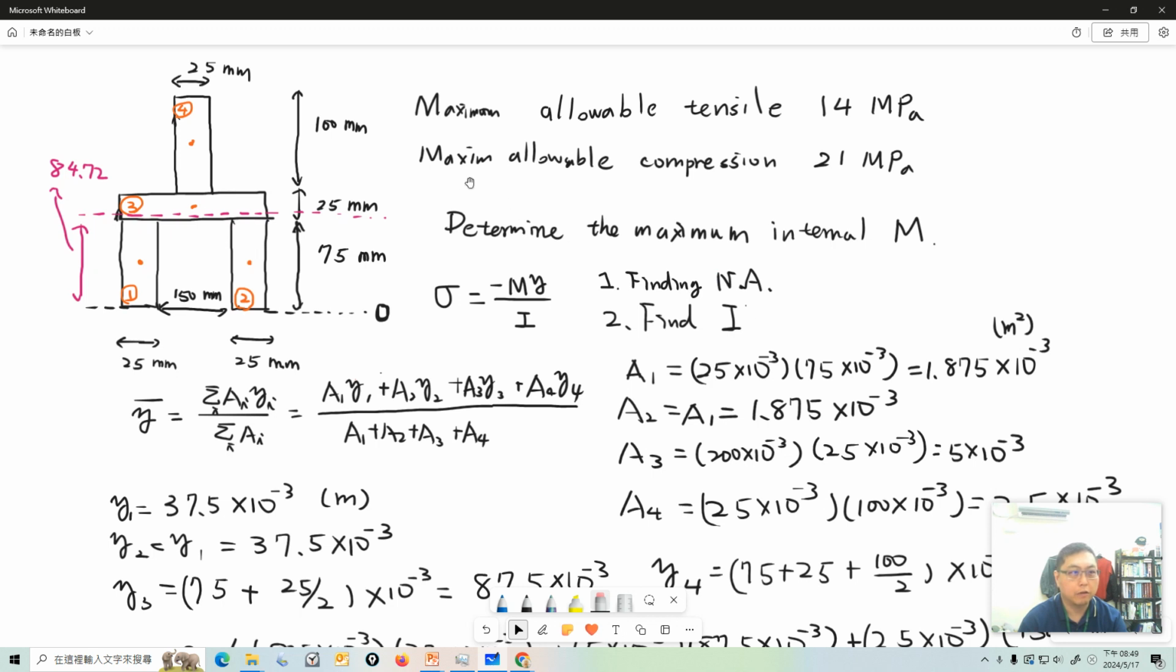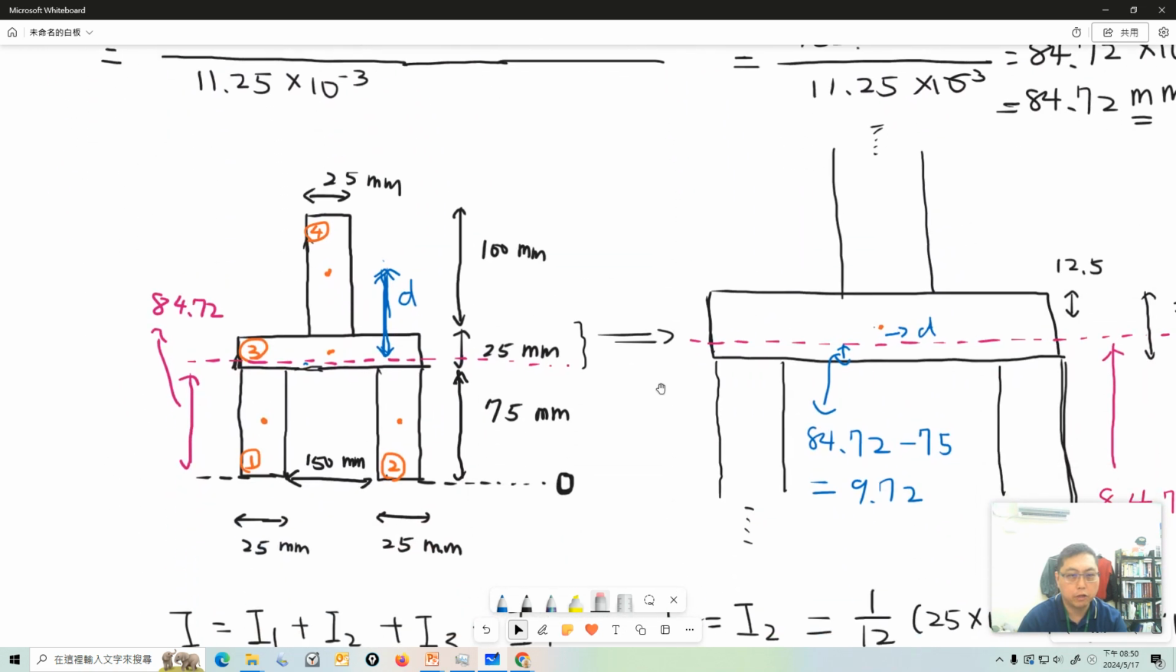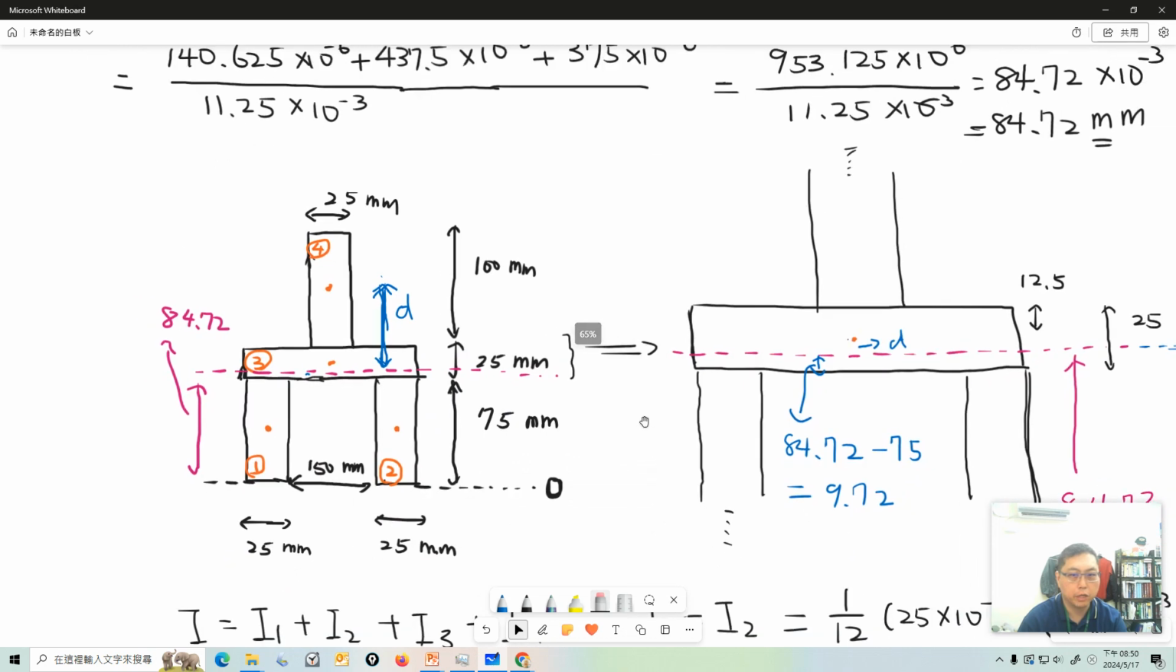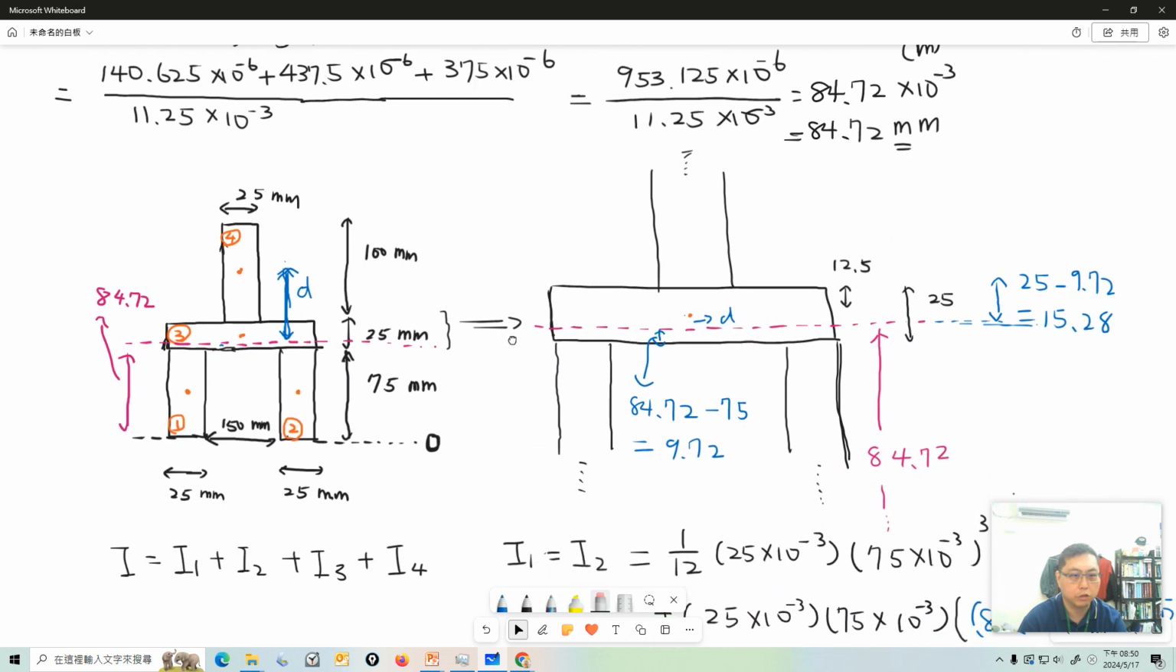The problem gives you a beam with a cross section, and it gives the maximum allowable tension of 14 megapascal and the maximum allowable compression of 21 megapascal, and asks you to determine the maximum internal moment. So for the bending stress calculation in the beam, you need to have this picture in mind.